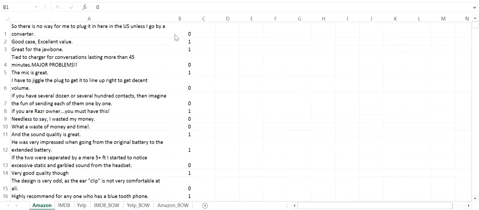So what you're looking at here is the actual sentiment of each sentence. So anytime you see a 0, that corresponds to a negative sentence or a negative review, whereas a 1 represents positive sentences or positive reviews. So we did that for all IMDb, Amazon, and Yelp reviews.